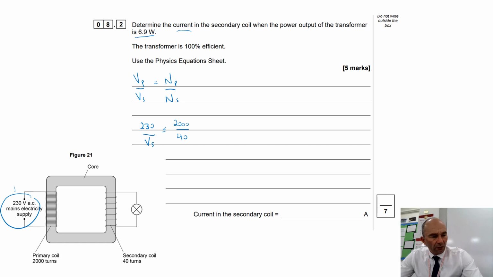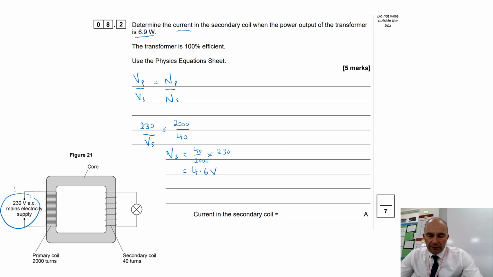That means that our VS, I just need to do a little bit of manipulation there, equals 40 divided by 2000 multiplied by our 230. Now that is going to give us a potential difference of 4.6 volts.